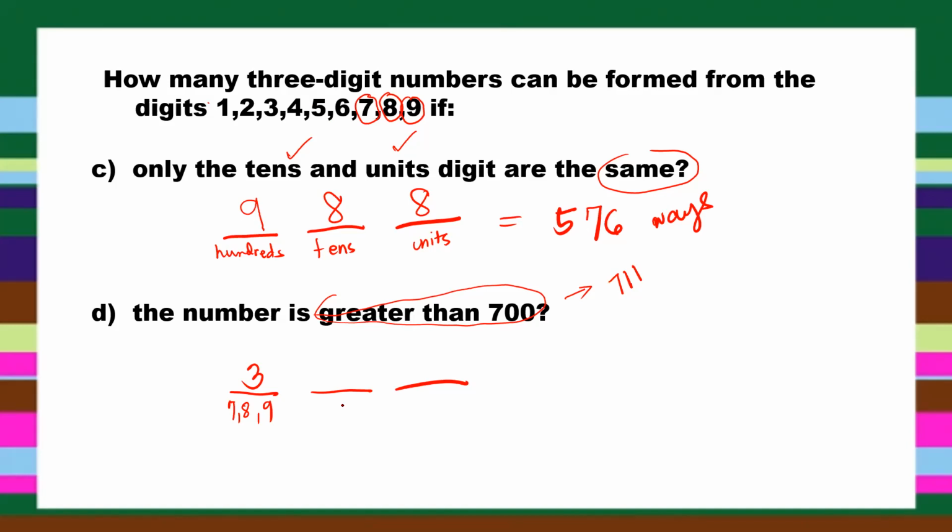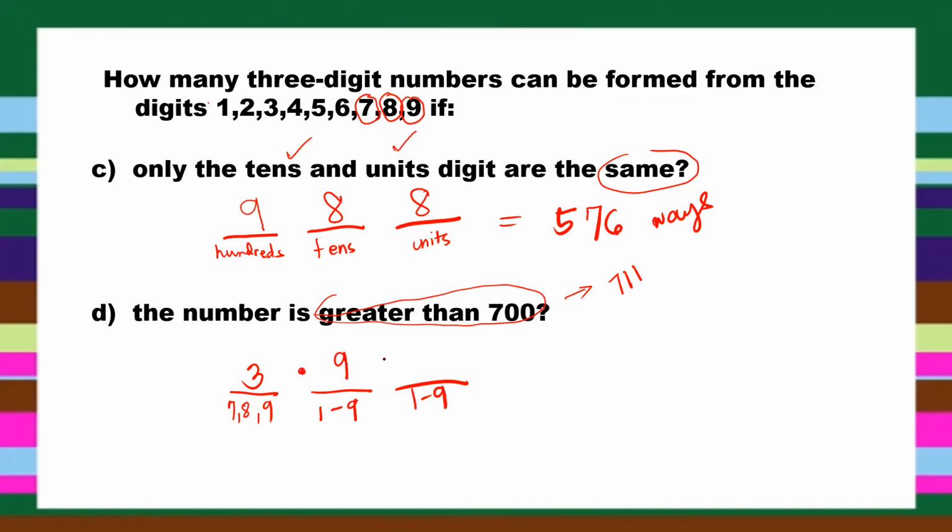So if that is the case, ilang kayang number yung pwede natin gamitin for the second position? It doesn't say na bawal maulit yung number. Ang sabi lang, greater than 700. So ilang numbers kayang pwede for the second position? 9. That's 1 to 9. Pwede natin gamitin lahat yon. How about for the third position? 9 din po.